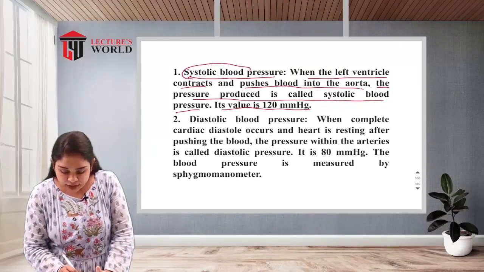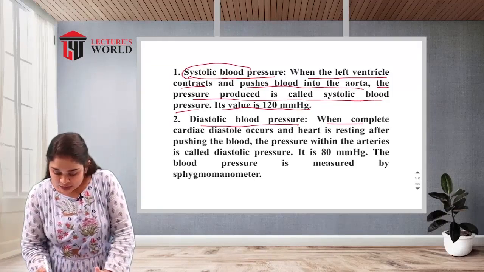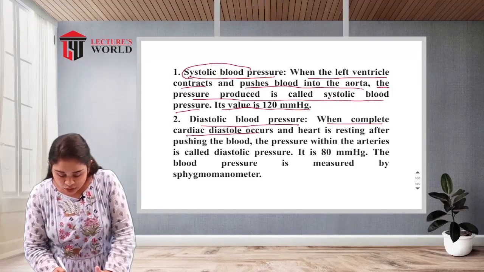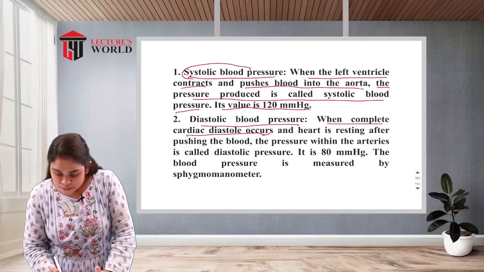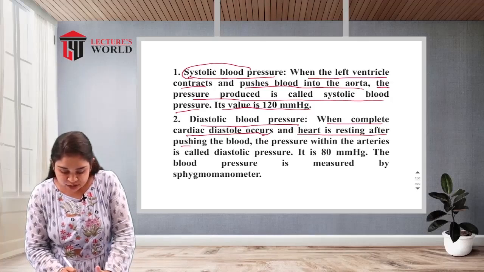Now we'll talk about the diastolic blood pressure. When the complete cardiac diastole occurs, the heart is resting after pushing the blood.